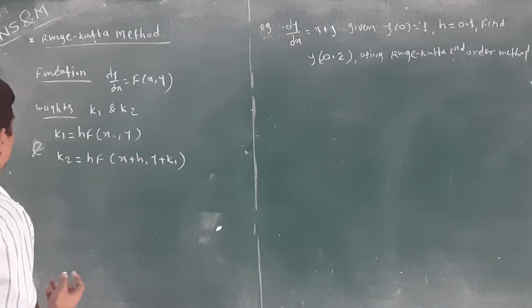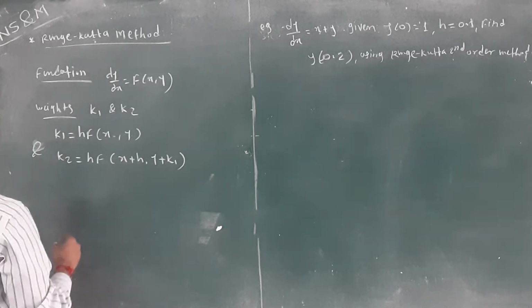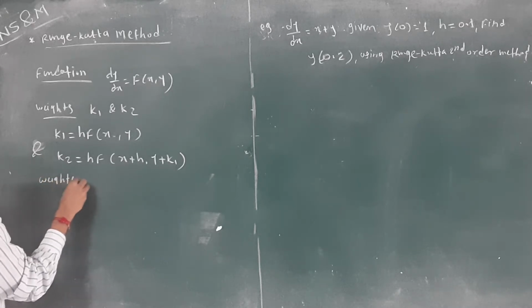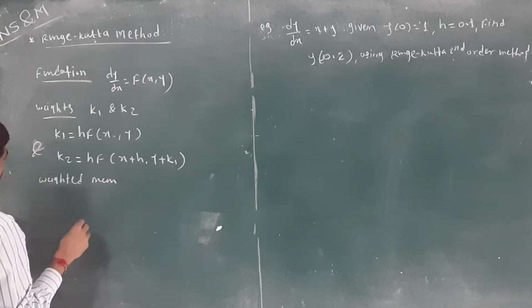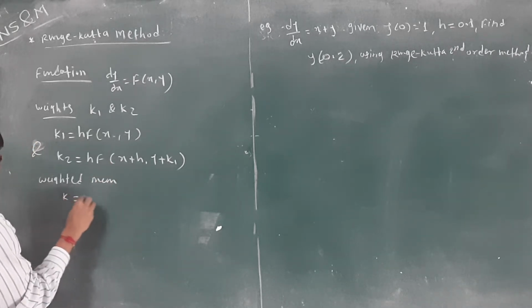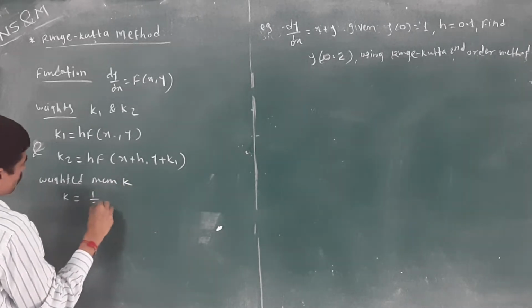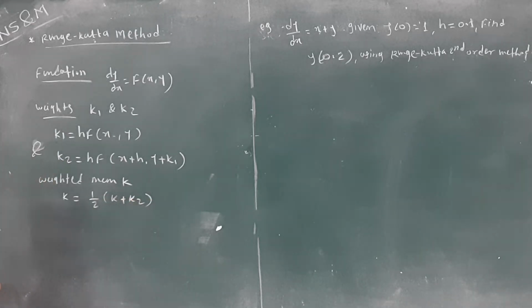Once you have got the values of k1 and k2, then you can calculate the weighted mean. How to calculate the weighted mean? It is denoted by k. k is equal to half into k1 plus k2, that is, the summation of k1 and k2 divided by 2.